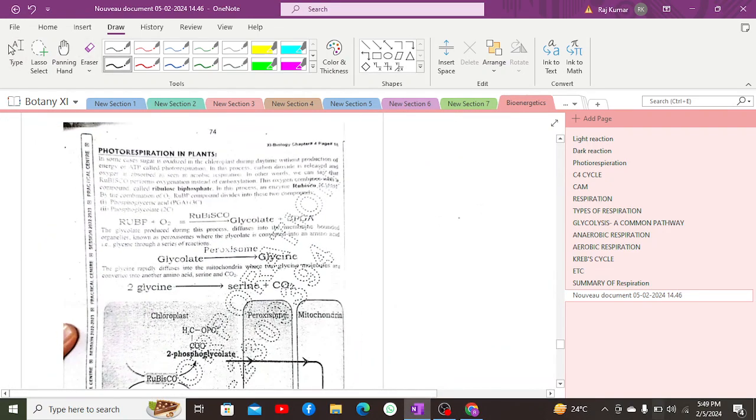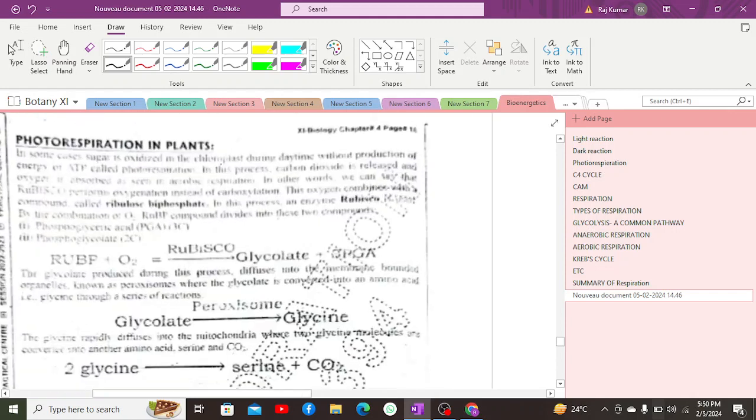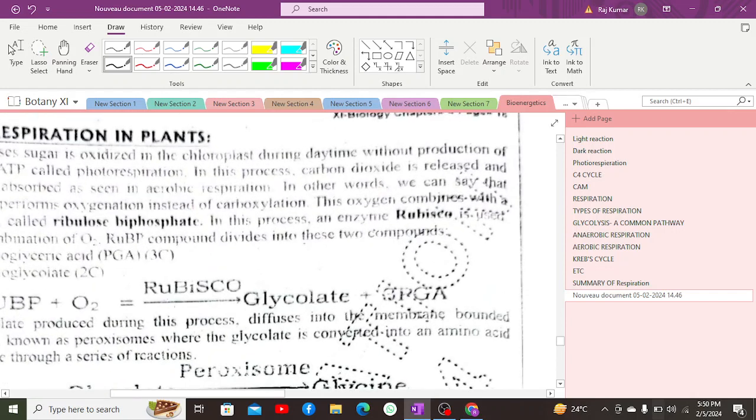Photorespiration here is an important topic because it involves conversion. First and foremost, it is basically a wasteful process. It is neither similar to photosynthesis nor a complete respiration. Neither is it a complete respiration nor a complete photosynthesis. So it is intermediate between both of them, and it is a wasteful process.